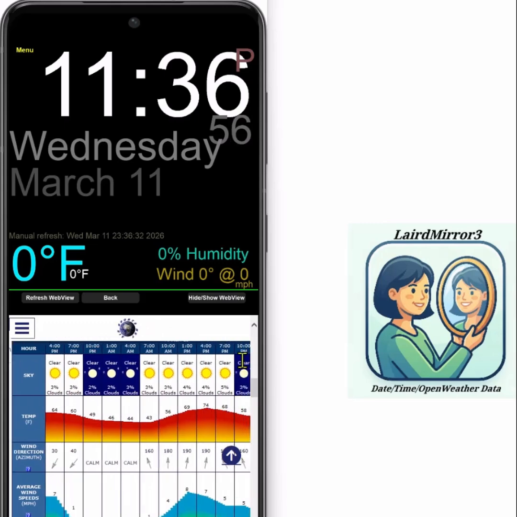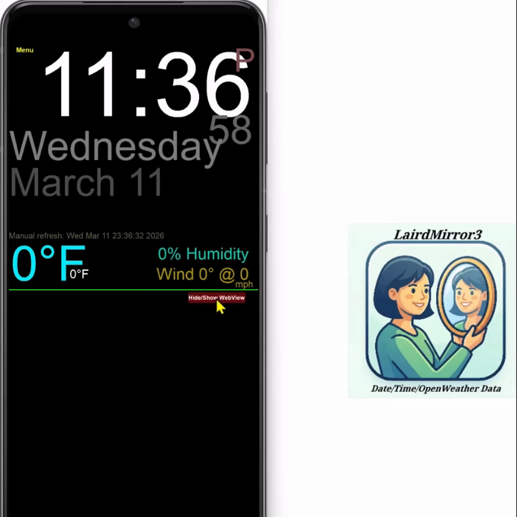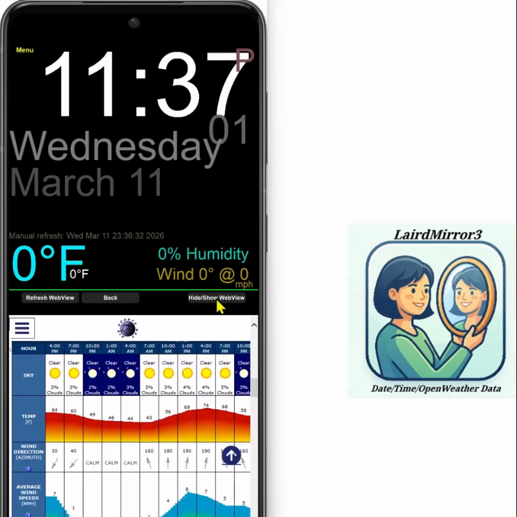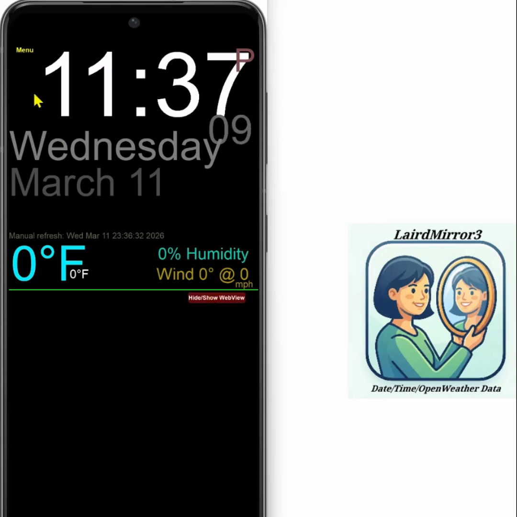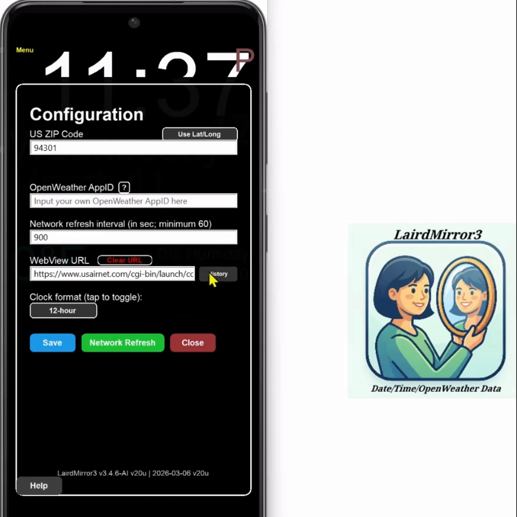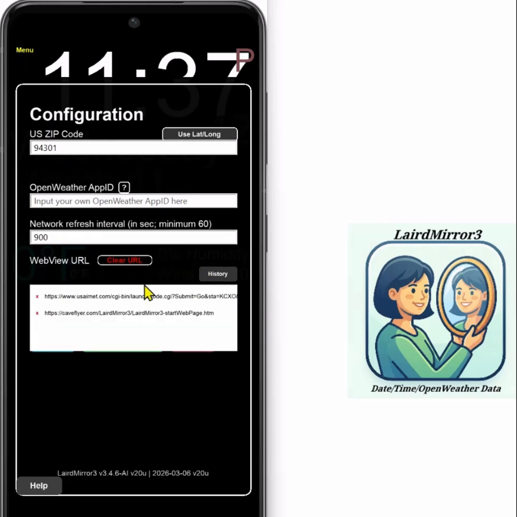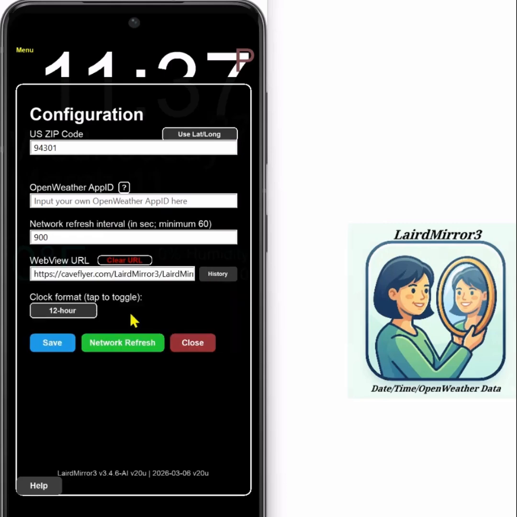If the WebView panel isn't showing, then tap on Hide/Show WebView panel. Now we see that the URL worked. Now go back to the configuration menu, and tap on History. You will now see two entries, the default web page, and the new one you just entered. To switch, simply tap the URL you want, and it will be copied into the field. Then tap Save, to make sure it's remembered.